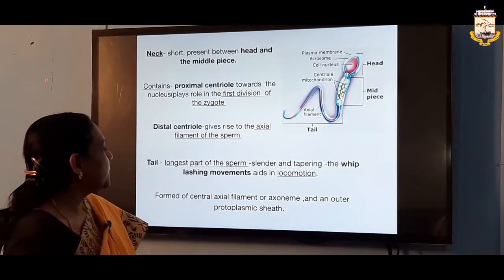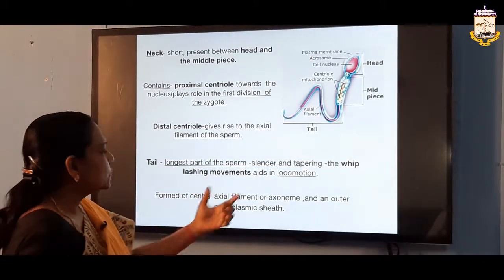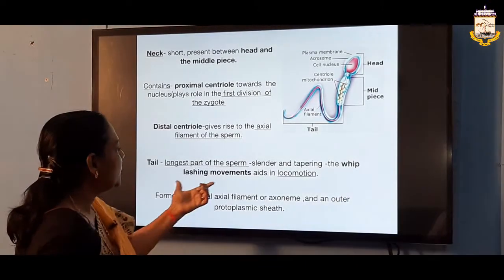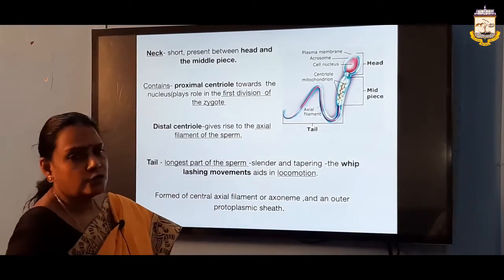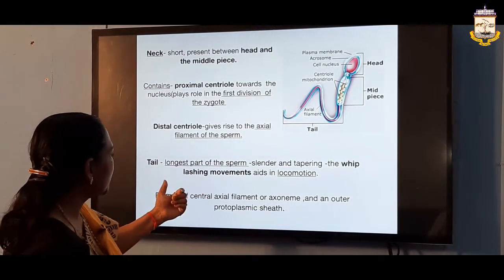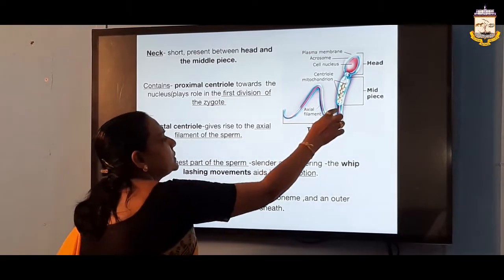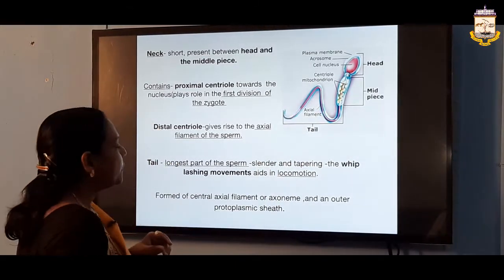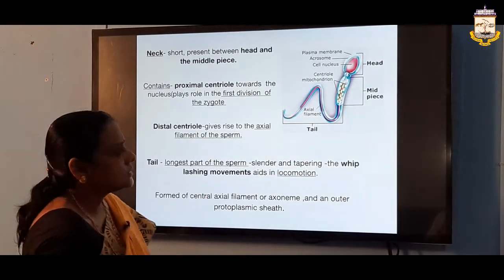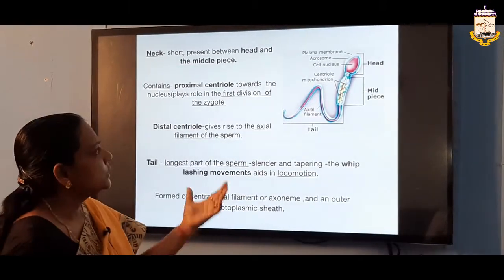and the tail is said to be the longest part. You can see the longest part, the tail, it is very slender and tapering. So, the whiplashing movements, it has to go fast, isn't it, to reach the fertilization membrane. For that, the whiplashing movement aids in the locomotion. Here you have the central axial filament or the axoneme, and an outer protoplasmic sheath, all these are formed by the plasma membrane. Okay. So, this is a small structure, you might be getting it in the 3 marks question very often. Okay. Just to learn about the structure of spermatozoa.